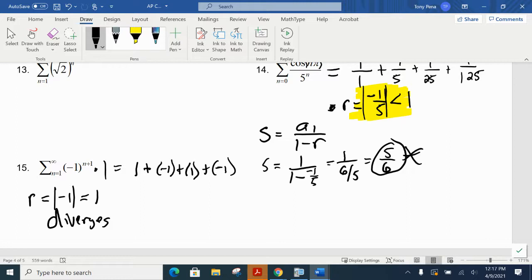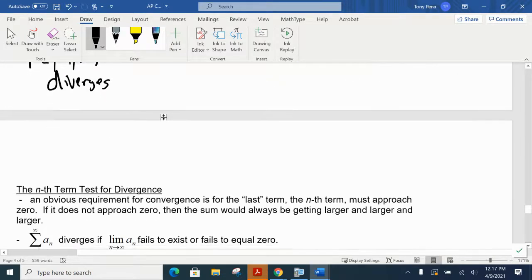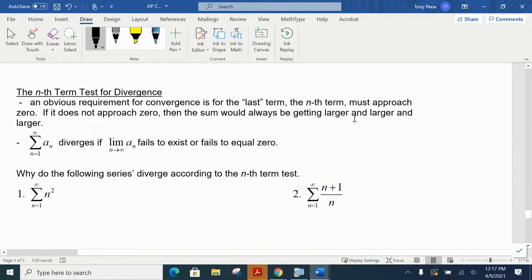How do you feel about that? Not too bad. Easy stuff. All right, so that's our first way to determine if an infinite series is going to converge.